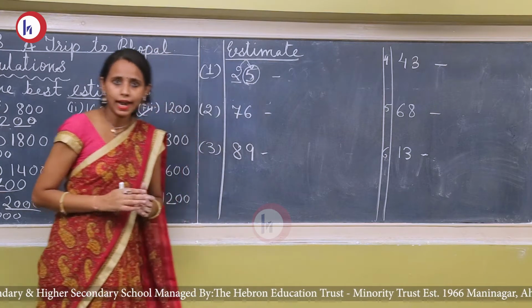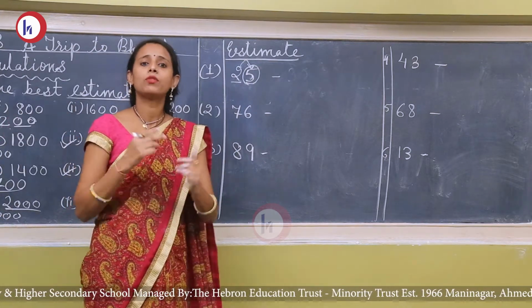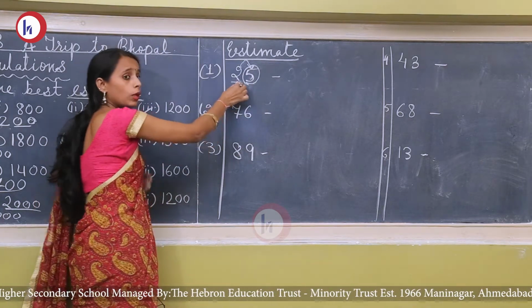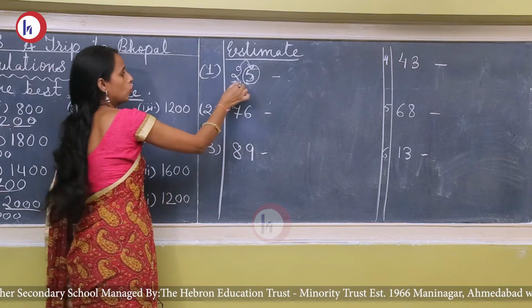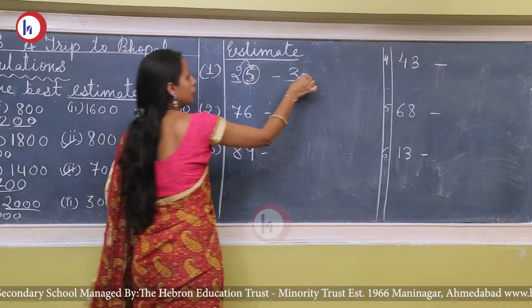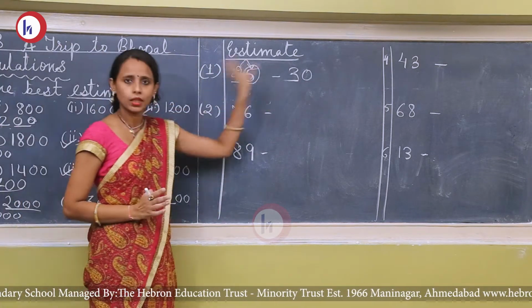So the rule is that when the digit is more than or equal to 5, it will be rounded up. Okay, so round up means this digit will be increased by 1. So 2 plus 1 is equal to 3 and this digit will be changed in 0. So 25 will be estimated by 30.